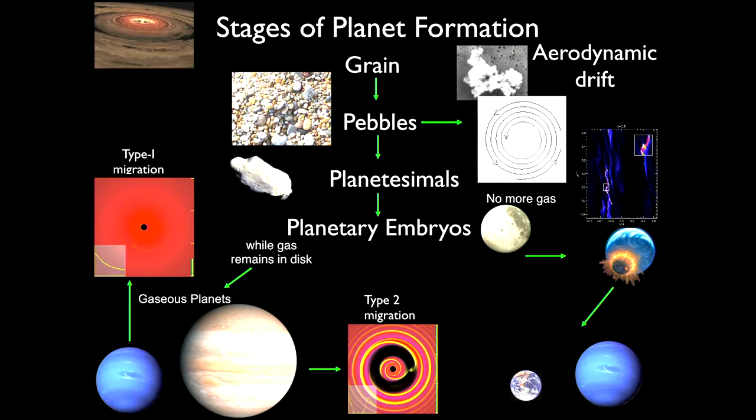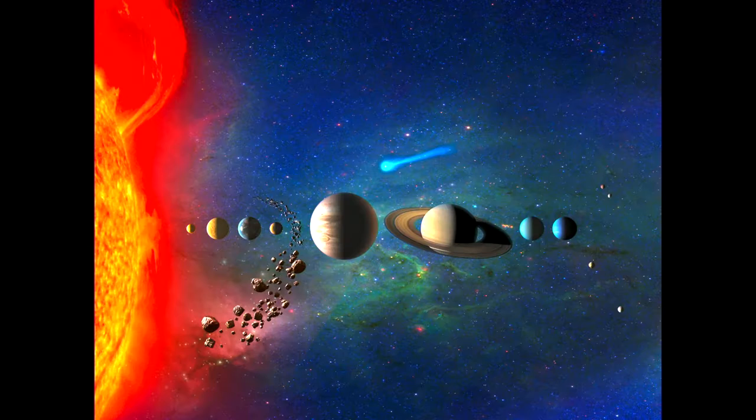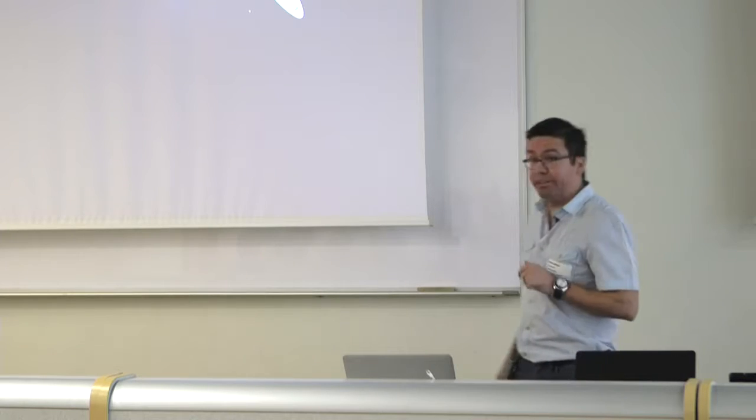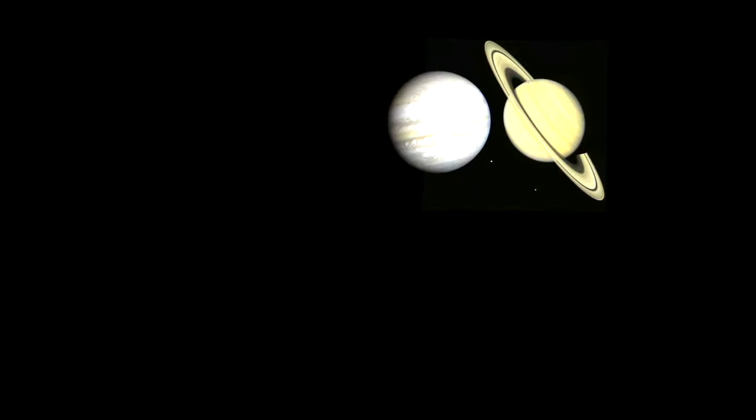So in the first part of this talk, I'm going to focus on the inner solar system. I'm going to explain how these terrestrial planets form and how the asteroid belt forms. So let's take a closer look at the inner solar system. That's what we got. We have 4 planets and the asteroid belt.